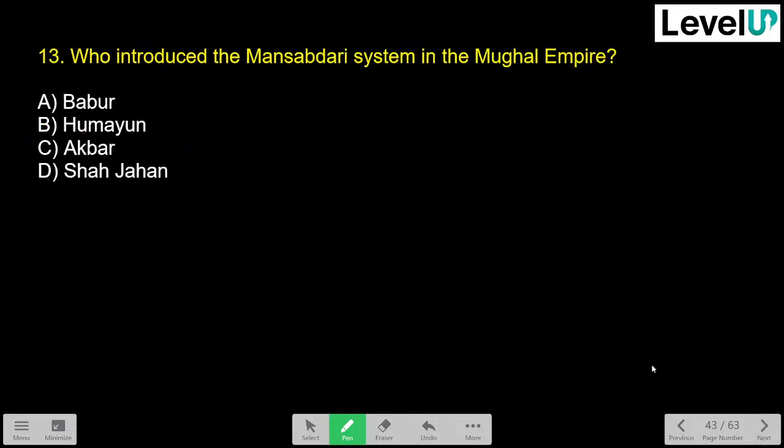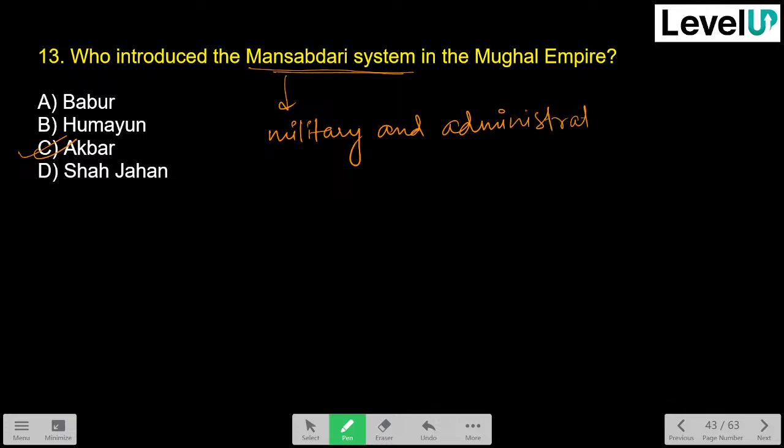Next, who introduced the Mansabdari system in the Mughal Empire? Who established the Mansabdari system? It was established by Akbar. It was basically a military and administrative structure. So what was the Mansabdari system? The Mansabdari system was a military and administrative system, a structure.